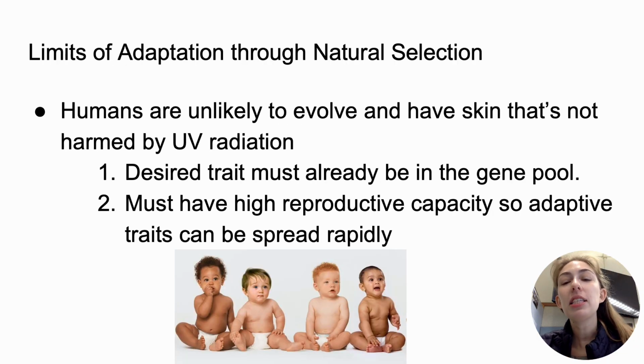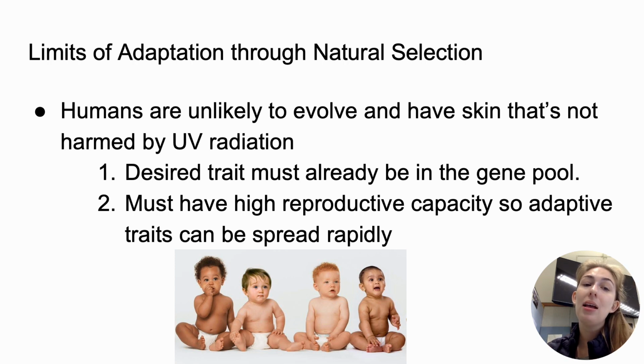All right, limits of adaptation. Please keep in mind, species that take longer to reproduce are less likely to have these adaptations occurring. So humans, right? We have skin that's not usually harmed by UV radiation too badly. We have some protections in place. So mutations generally are going to take a long time. They usually have to occur and be passed from parents, and that takes a long time to get into the population because we reproduce so slowly.